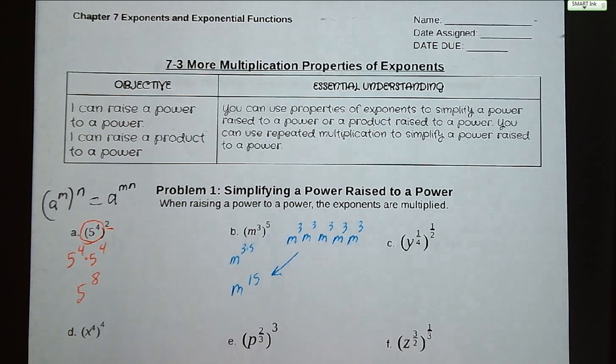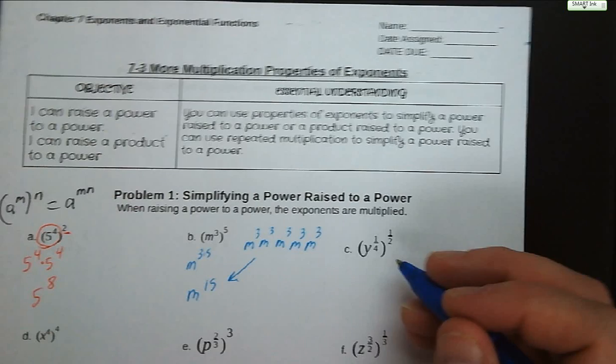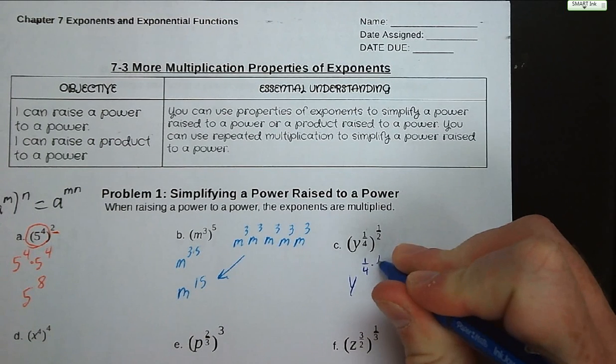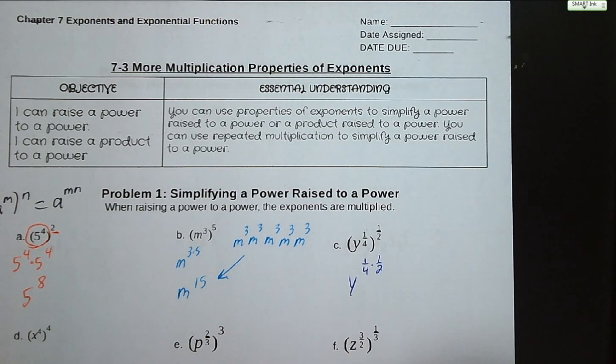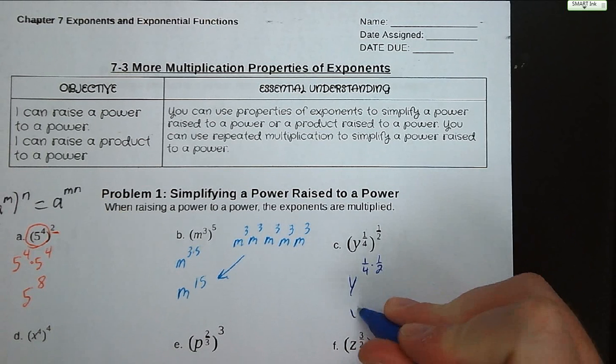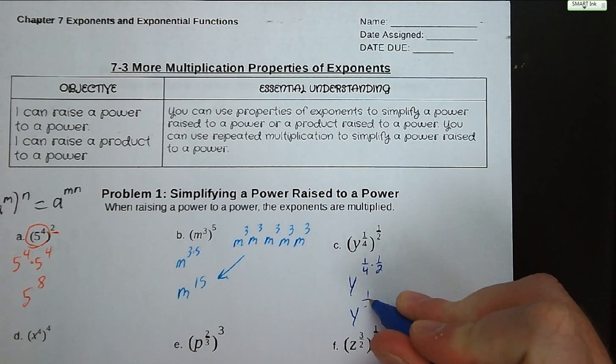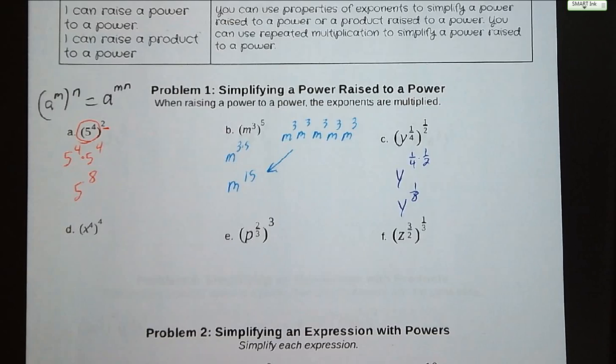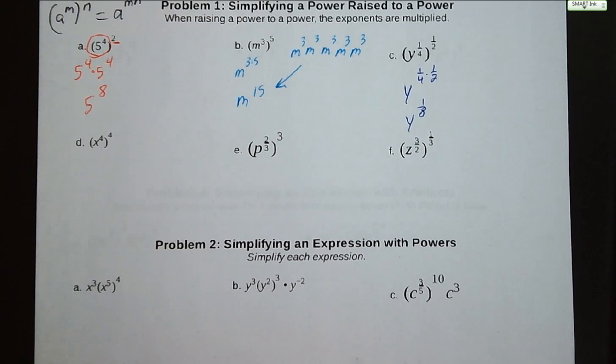All right. Letter C, expanded form is not really going to work out for us. So we've got y to the 1/4 raised to the 1/2 power. Multiplying fractions, we need to just multiply our numerators and then multiply our denominators. So y is to the 1/8 power. Okay. I want you guys to try letters D, E, and F, and then I'll go over it with you.